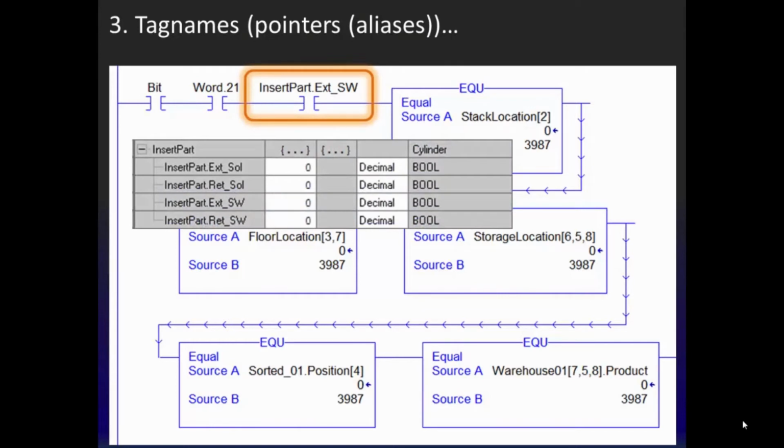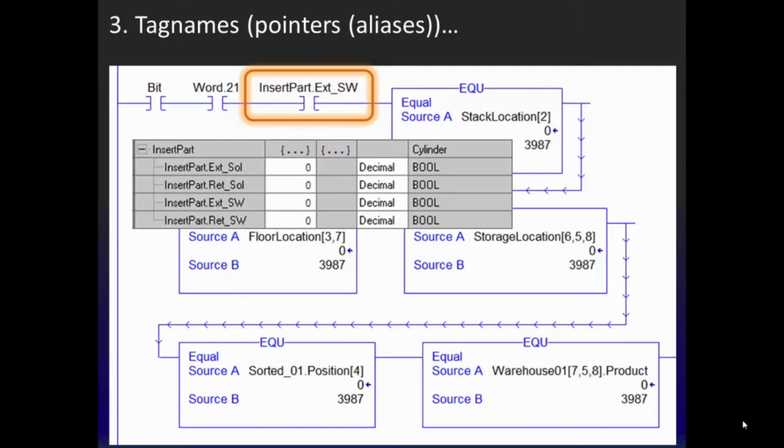This is a user-defined data type. The data type is cylinder. And this instance of the data type cylinder we named insert part. The members of cylinder, as you can see there, are extend solenoid, retract solenoid, extend switch, retract switch.